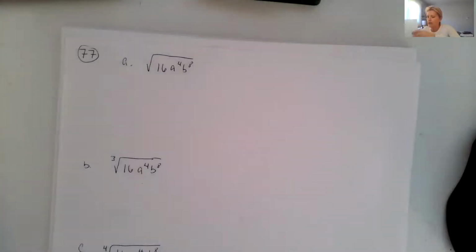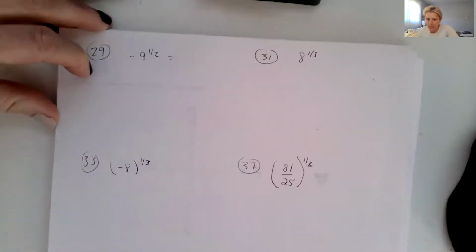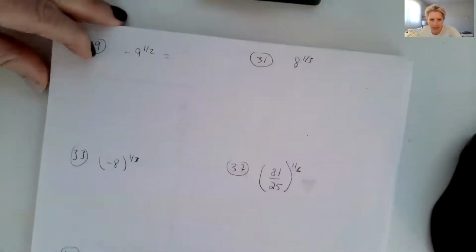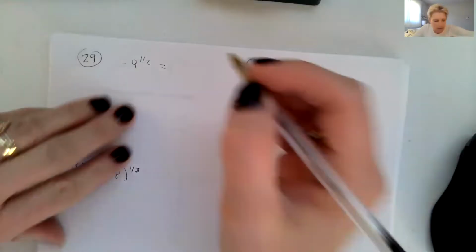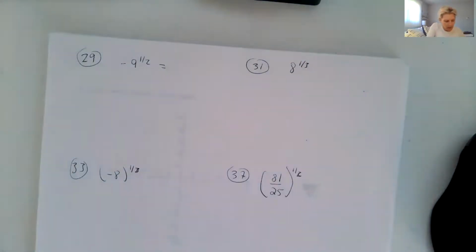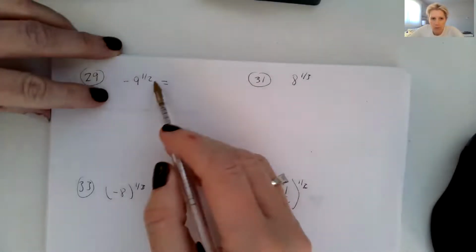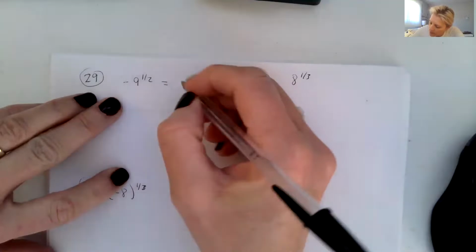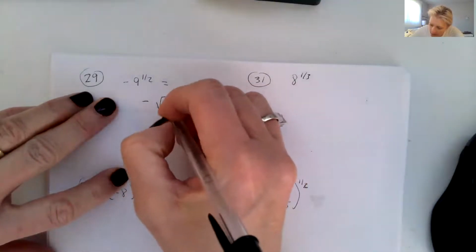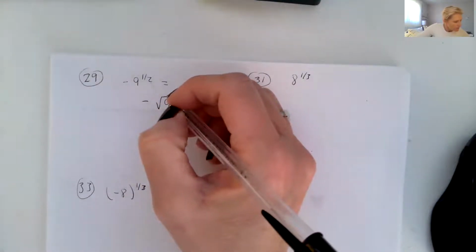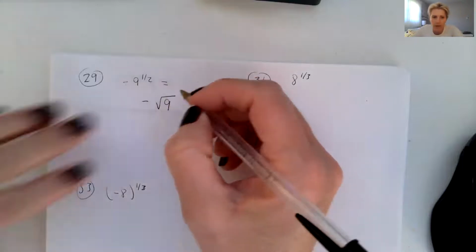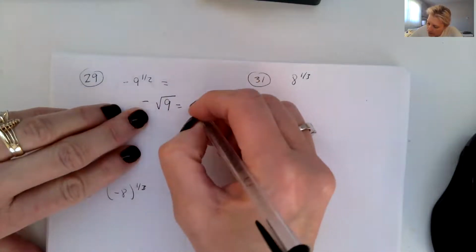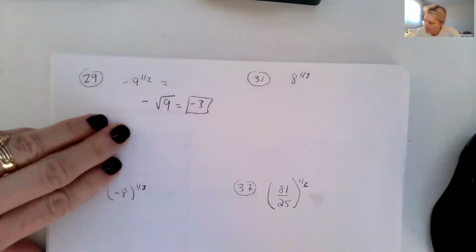So, number 29, negative 9 to the 1/2. So on 29, they wanted us to write that into the root. 29 is asking us to write it in the appropriate root. So the 2 in the denominator says it's a square root. So it's a negative square root of 9. And then I think they want us to simplify. So the negative of the square root of 9 is a negative 3.